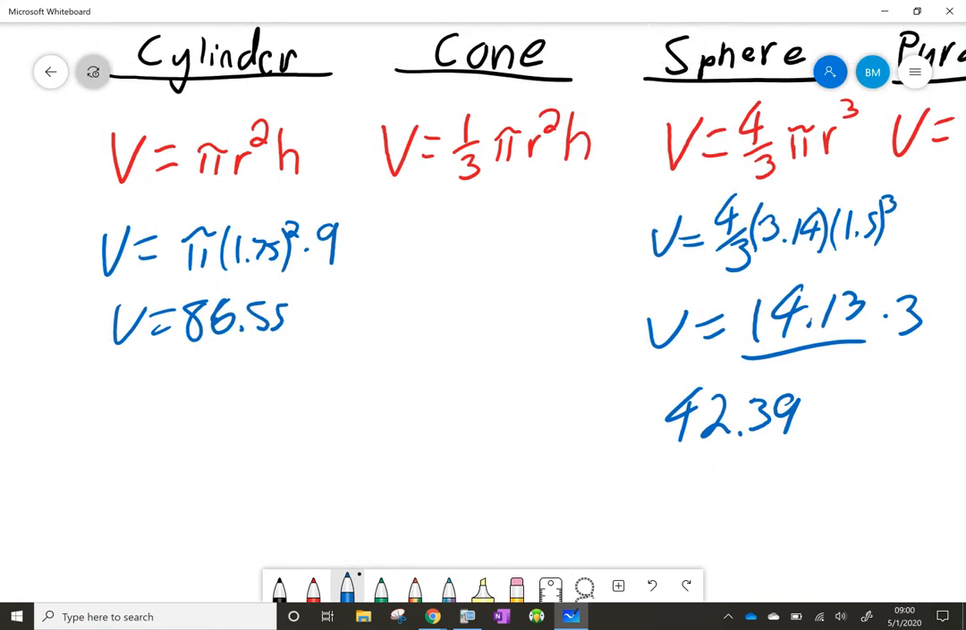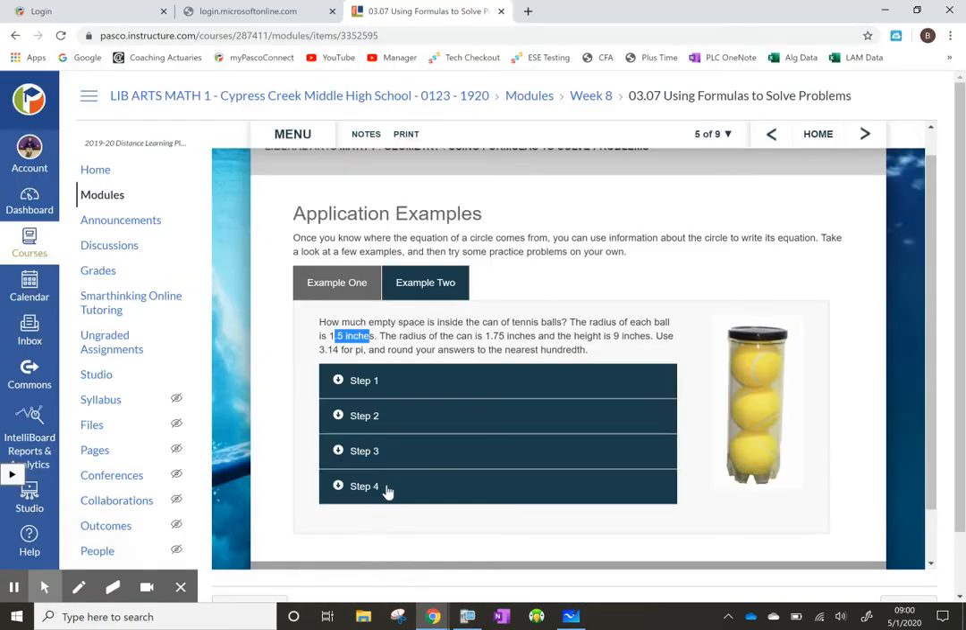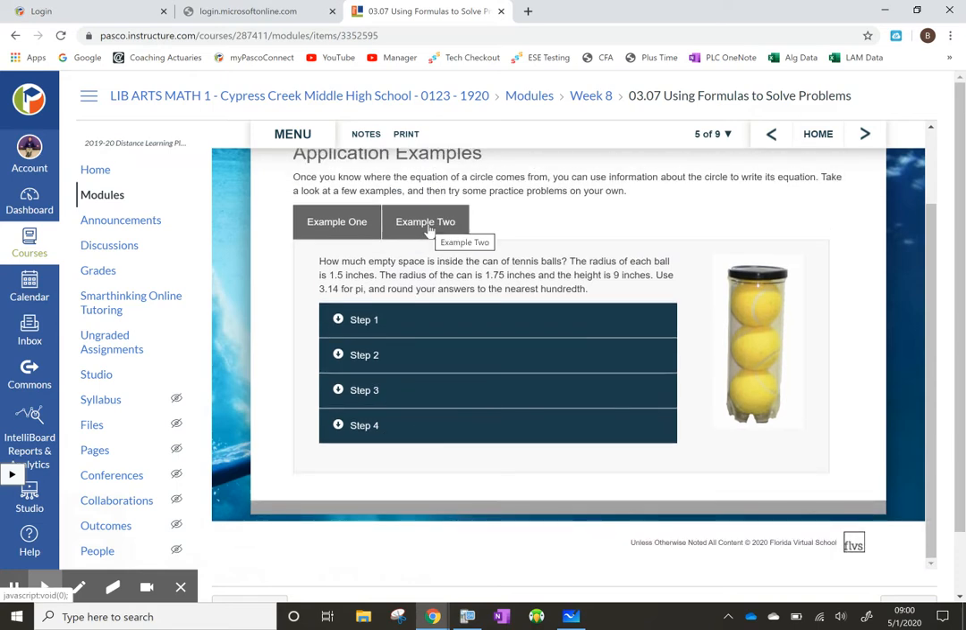So our cylinder has this much volume, but the tennis balls all together have this much volume. So the space that's left over will be the difference between those values. So if we just take 86.55 and we subtract the 42.39, the answer is going to be the volume of space left in the cylinder, left in the container. I'm not going to do that on the calculator. I mean, you guys know how to subtract. Let's just go to the answer. It should tell us back on here. You can see it's doing the subtraction. It gets 44.16 inches cubed. So a matter of just using your formulas, really.